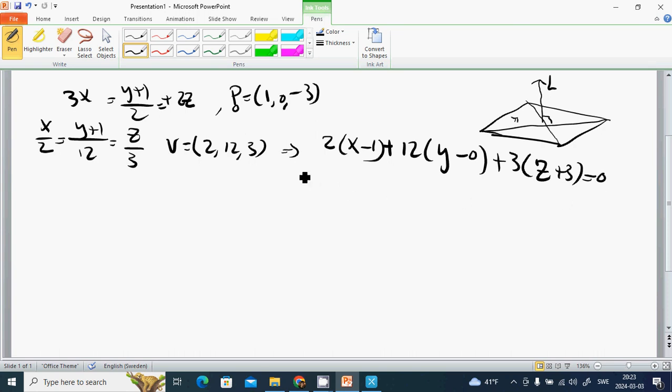Then 2x plus 12y plus 3z plus 7 equals 0. And that is the plane.